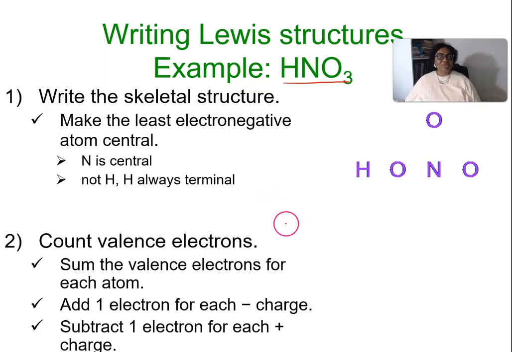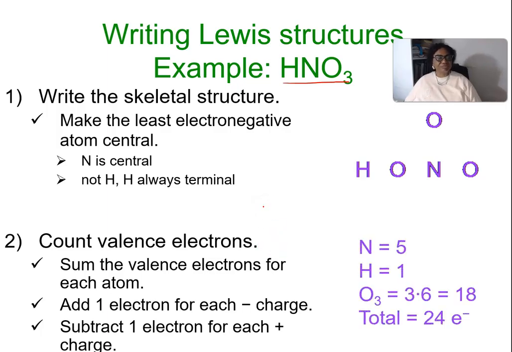So we are only going to sum up the valence electrons for the 3 oxygen, 1 nitrogen, and 1 hydrogen. So nitrogen is 5, hydrogen is 1, 3 oxygen is 3 times 6, which is 18. Total is 24 valence electrons. So we have 24 valence electrons.